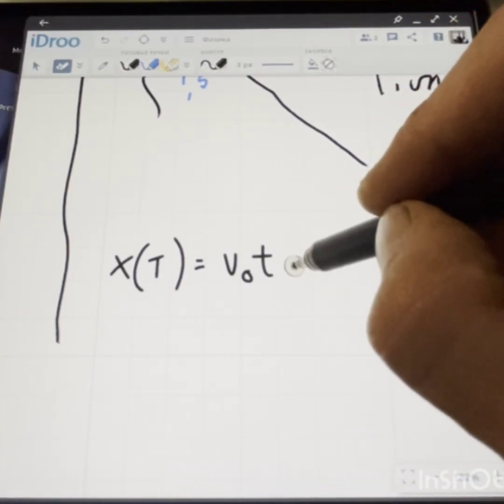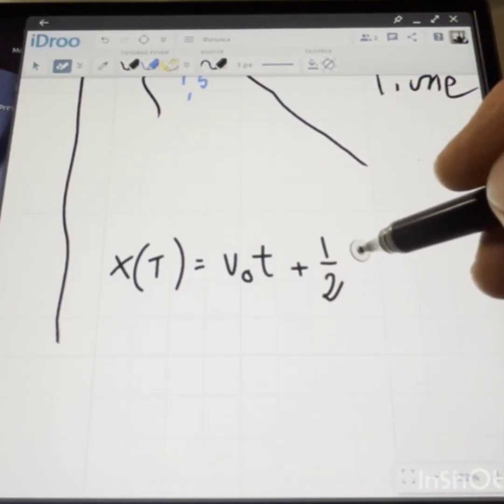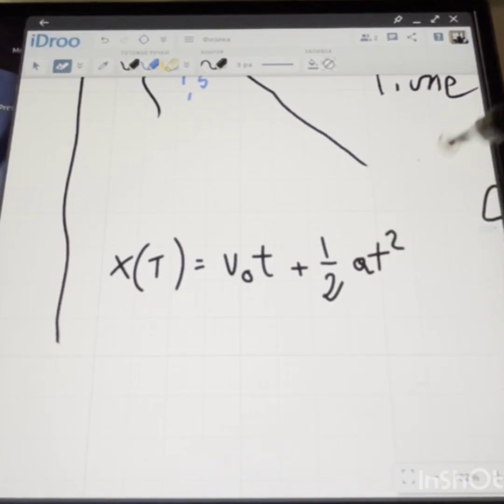Then it is x equals x0 plus v initial times t, plus 1/2 a t squared. Yes, exactly. I know that one. I know all four equations.